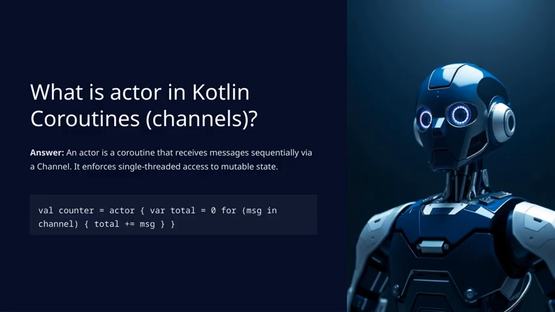It listens for messages on its channel, and each time it receives a message, it adds that message to the total. This approach is powerful because it encapsulates state within the actor, ensuring that only this coroutine modifies the state, which simplifies reasoning about concurrent operations. It ties back to our overall theme of managing asynchronous tasks safely and efficiently with Kotlin coroutines.